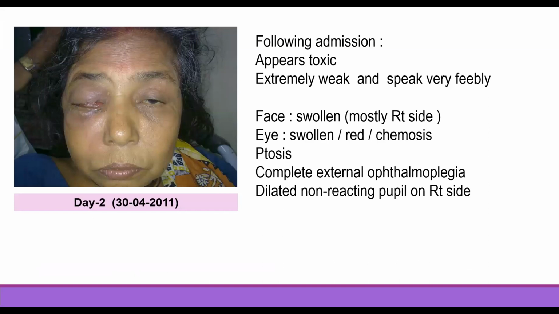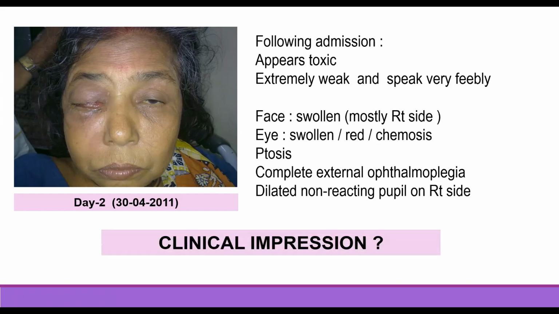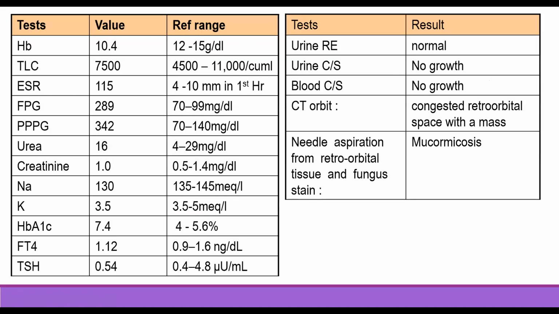You can see that on day 2, when I first saw this patient in the hospital, she appeared very toxic, extremely weak, and spoke very feebly. And you can see that there's significant involvement in the right eye with complete ptosis and external ophthalmoplegia and a dilated, non-reacting pupil on the right side. So what is your diagnosis? In a patient who has diabetes and this kind of eye involvement, orbital cellulitis is one of the very, very important differential diagnoses in front of our mind.